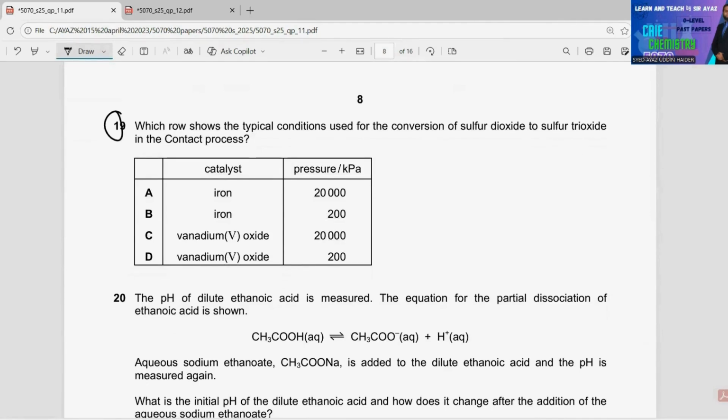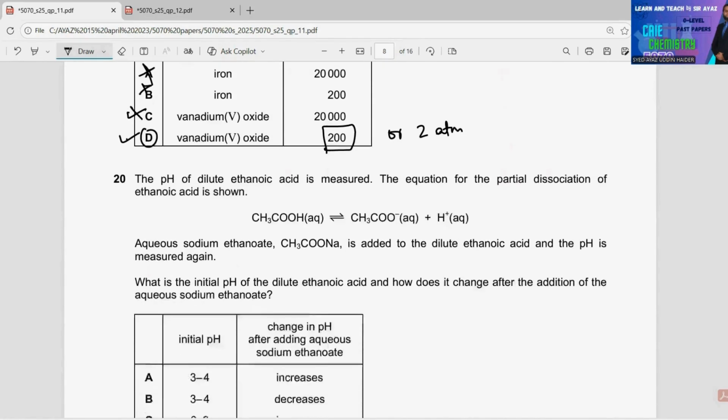Which row shows the typical conditions used for the conversion of sulfur dioxide to sulfur trioxide in the contact process? This is something which you have to learn by heart. You know the catalyst used in the conversion of sulfur dioxide to sulfur trioxide is vanadium 5 oxide. So no need to check A and B, both are incorrect. Either C is correct or D is correct. And the pressure, we have to maintain the low pressure in this case. So for 19, D must be the right answer. It's 200 kPa or 2 atm. C is incorrect.